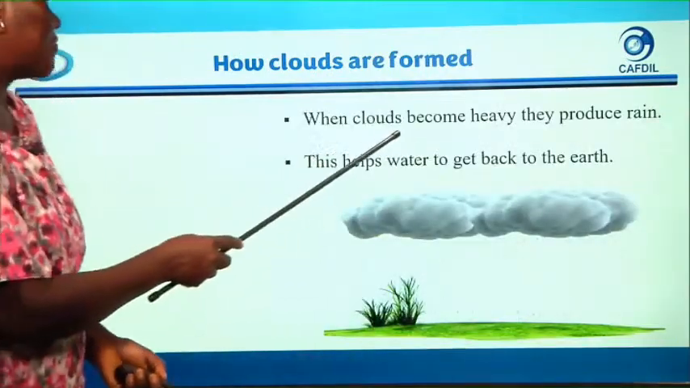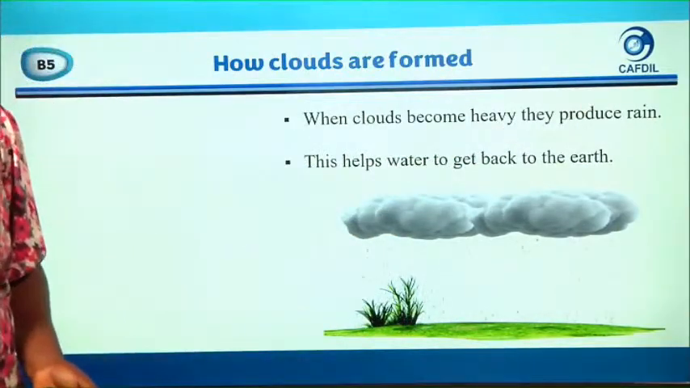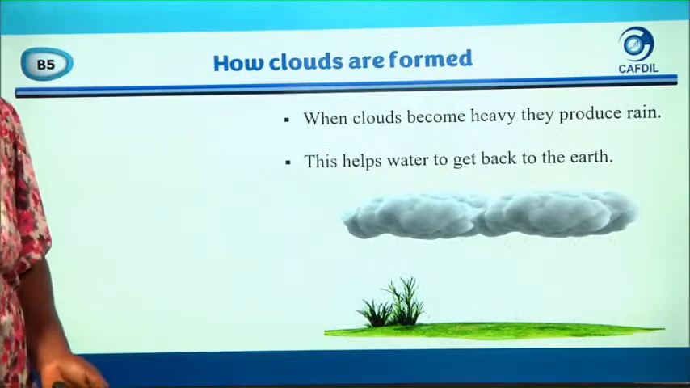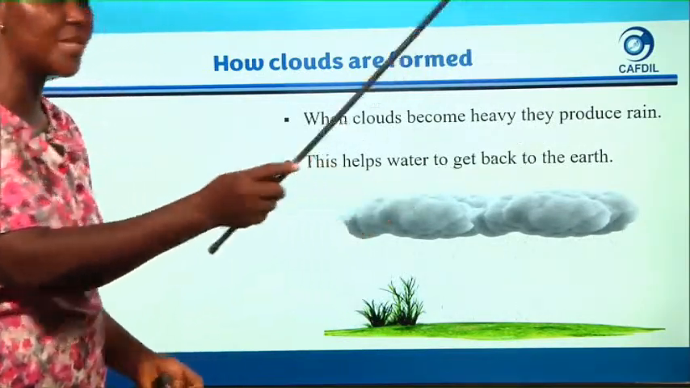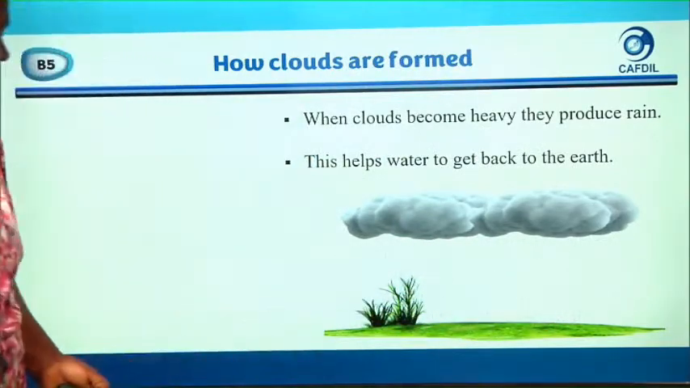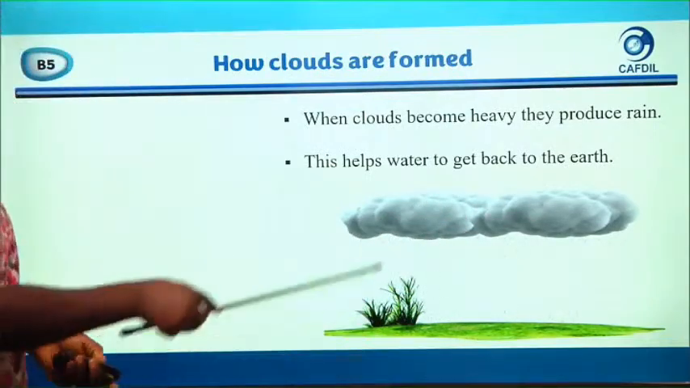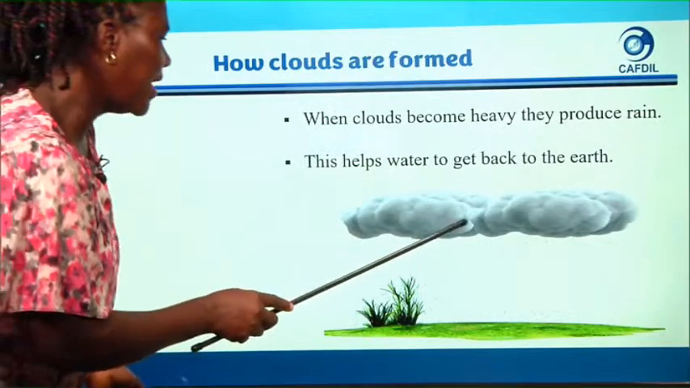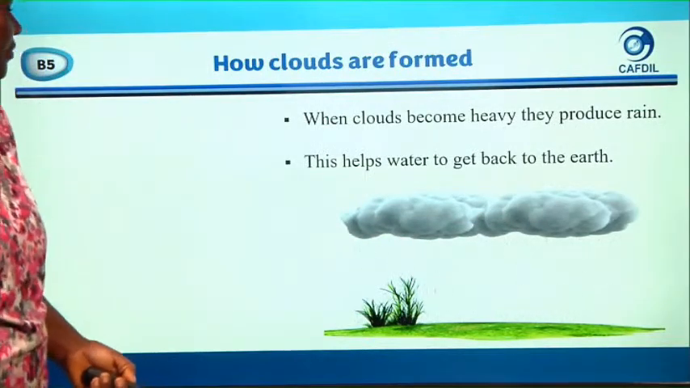So when clouds become heavy, they produce rain. This helps water to get back into the earth. So as we can see, when the clouds are formed and they become heavy, they fall as rain. Good.